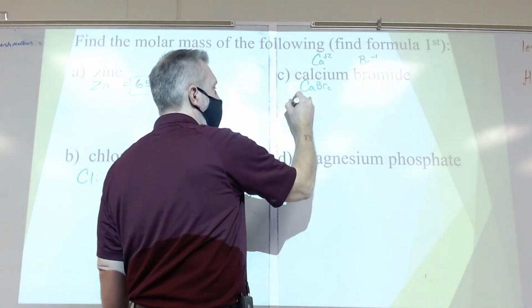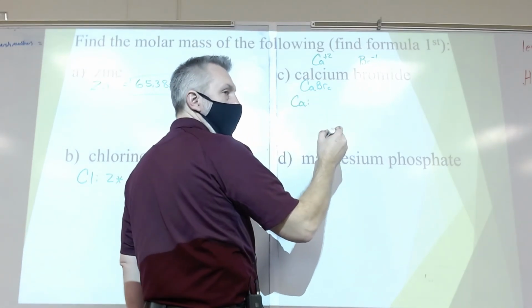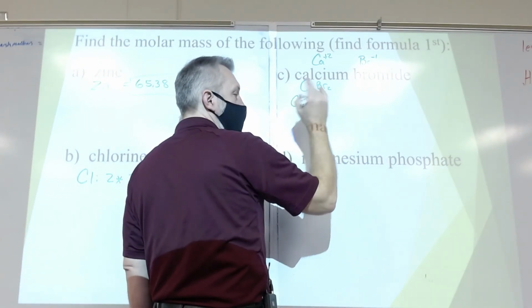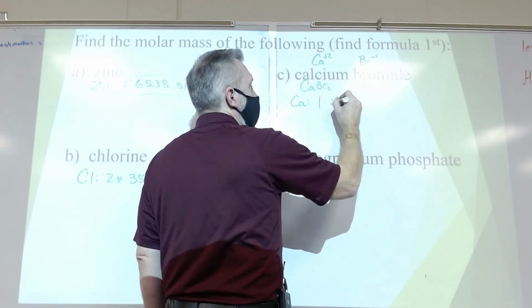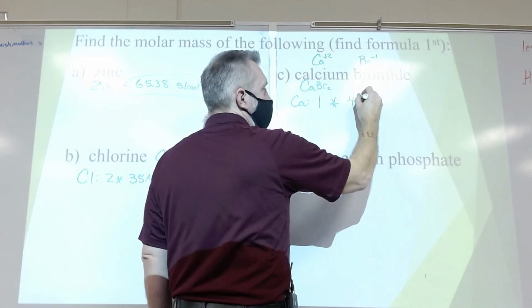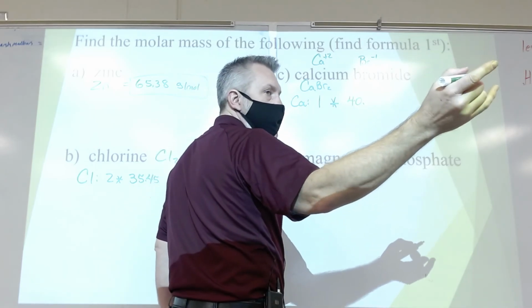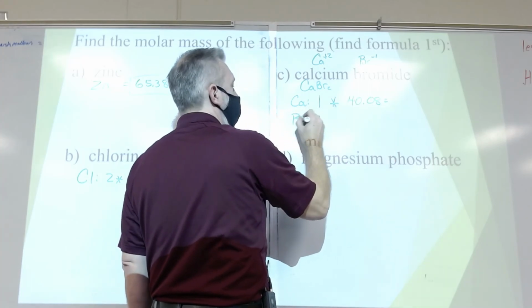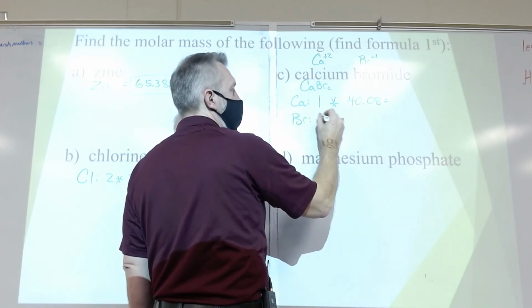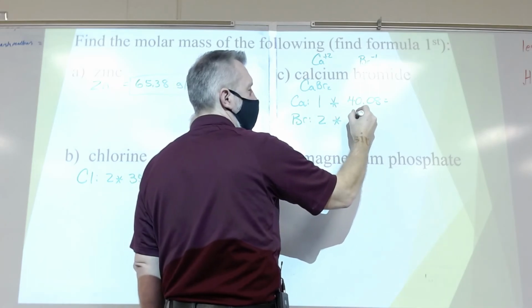So calcium, how many calciums do I have? How many atoms do I have? One. Got one of those. And it has a molar mass of 40.08. We'll come back to that. How many bromines do I have? 2. 2 of those, and it has a molar mass of 79.90.